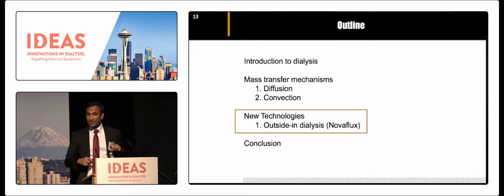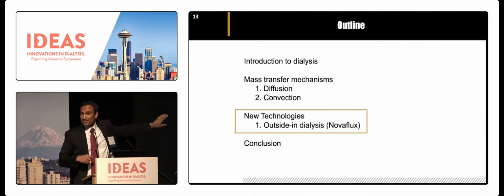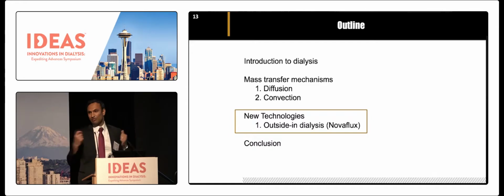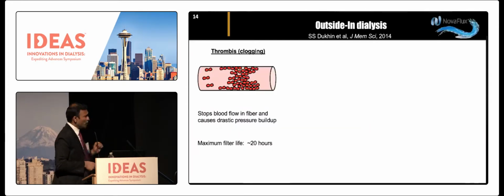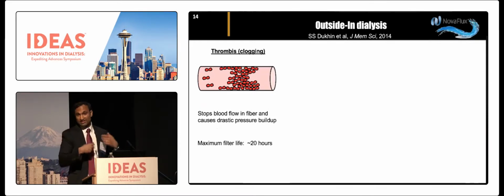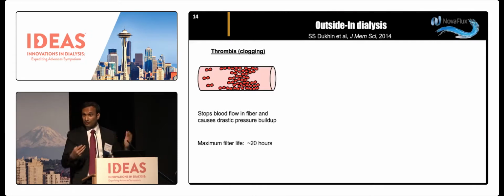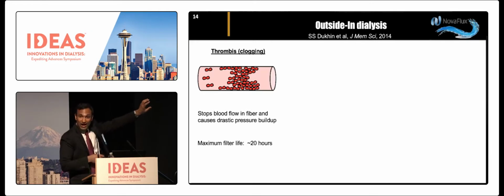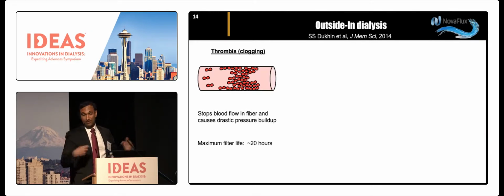Now in the last portion of the talk, I'm going to discuss some new membrane technologies that come out from just basic ideas of chemical engineering. All right? So one big problem that often occurs in dialysis is the idea of thrombus or clogging. Basically, if you have red blood cells flowing through a tube, after a certain amount of time, you can get red blood cells forming a clot and clogging the tube. And this causes a drastic pressure buildup and also reduces mass transfer because now you no longer have that entire fiber for mass transfer.